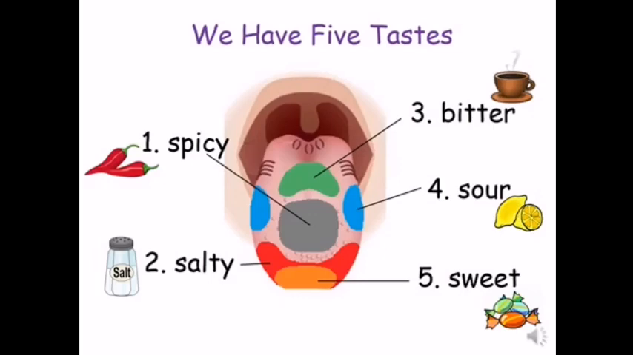The grey colored region detects the spicy taste, and the red colored region at the tip portion on either side of the tongue detects the salt, and towards the back of the tongue you can see the green colored area; it detects the bitter. And the blue colored area on both sides of the tongue detects the sour, and the tip area of the tongue, that is seen in orange, detects the sweet. So what are the functions of tongue? The tongue helps in mixing the food, tasting the food, and in swallowing the food.